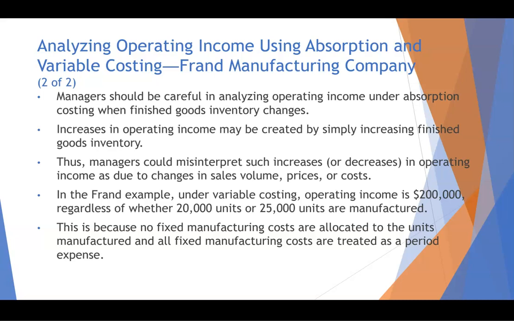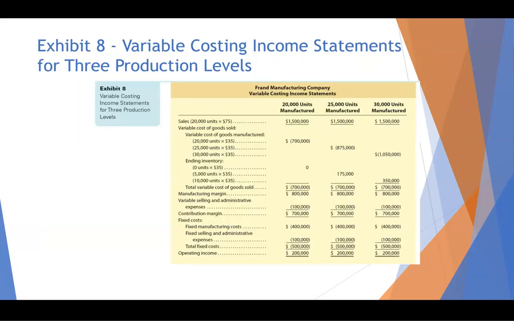In this example, under variable costing, operating income is 200,000, regardless if 20,000 units or 25,000 units get manufactured. This is since no fixed manufacturing costs get allocated to the units manufactured. All fixed manufacturing costs get treated as a period expense.